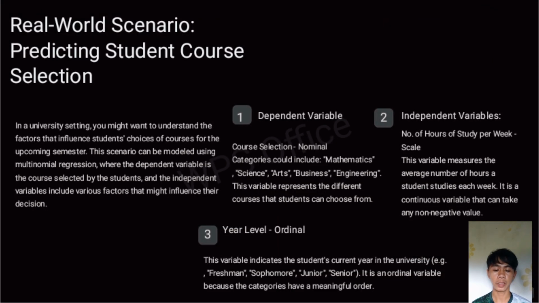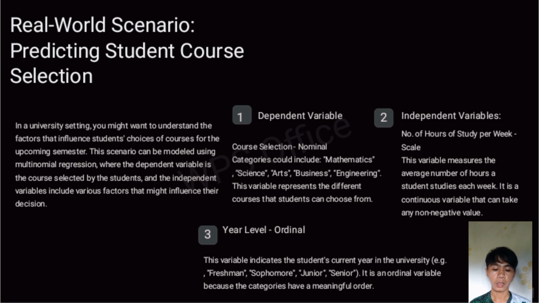Real-world scenario: predicting student course selection. In a university setting, you might want to understand the factors that influence students' choice of courses for the upcoming semesters. This scenario can be modeled using multinomial regression, where the dependent variable is the course selected by the student, and the independent variables include various factors that might influence their decision.